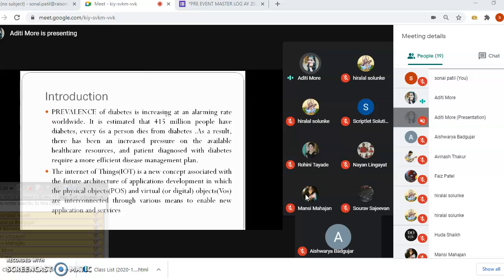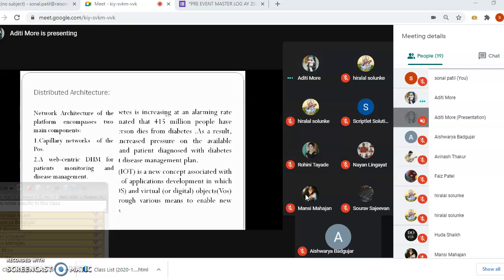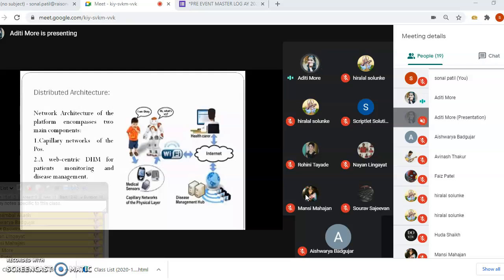The Internet of Things is a new concept associated with the future architecture of application development, in which physical objects and virtual objects are interconnected through various means to enable new applications and services. Distributed architecture. The network architecture encompasses two main components: capability networks of the POS, and second, a web-centric PHM for patient monitoring and disease management.